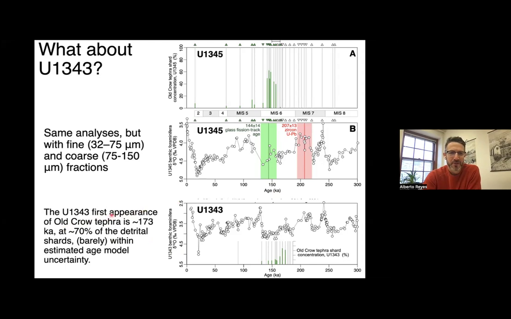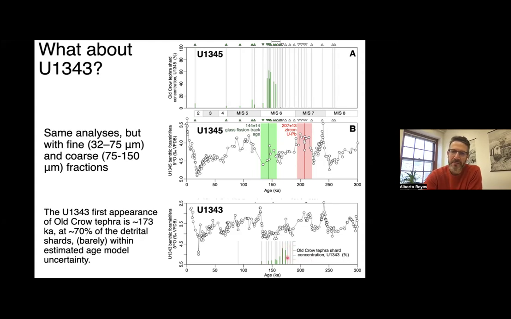Old Crow tephra first shows up in U1343 at about 170,000 years ago. So, earlier than in U1345, still within barely our estimated age model uncertainty, but really barely. Still, no tephra prior to that point. We're analyzing samples from this interval right now just to confirm.